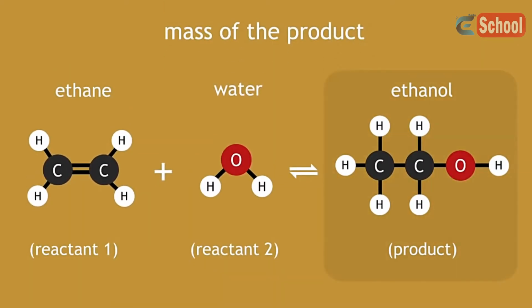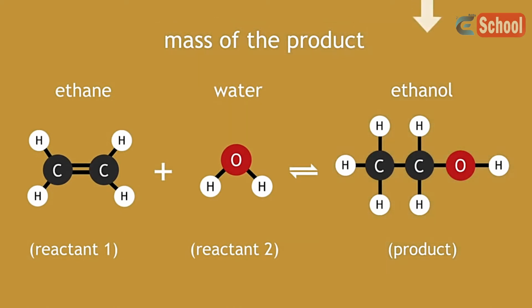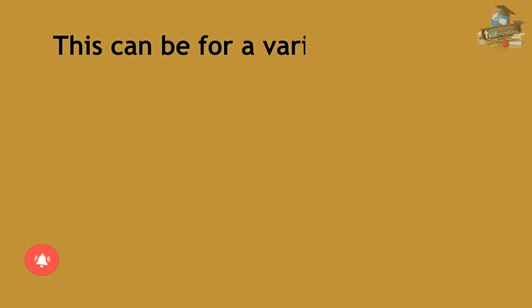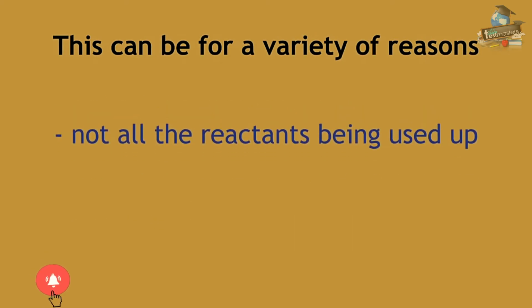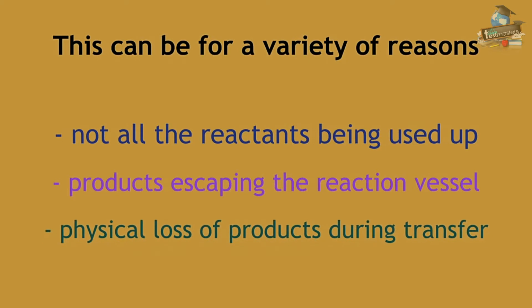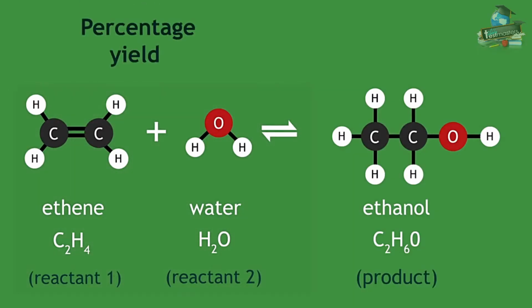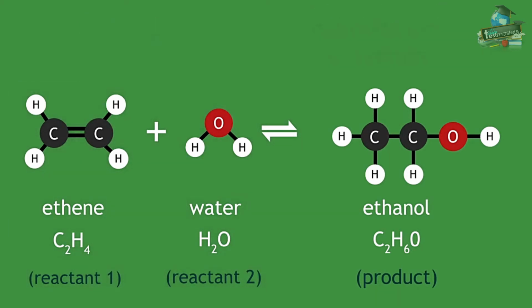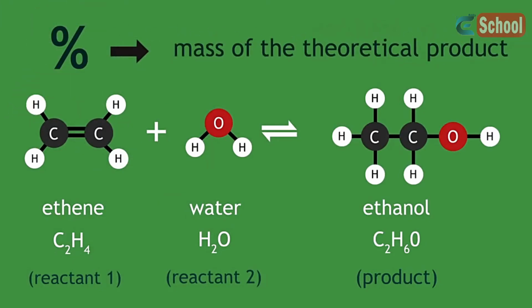In practice, the mass of the product formed is actually less than the mass we predict due to the inefficiency of the reaction process. This can be for a variety of reasons: not all the reactants being used up, products escaping the reaction vessel, or even the physical loss of products during transfers. Percentage yield tells us the efficiency of a reaction in that it shows us the amount of product that was practically made as a percentage of the mass of theoretical product that should have been made.